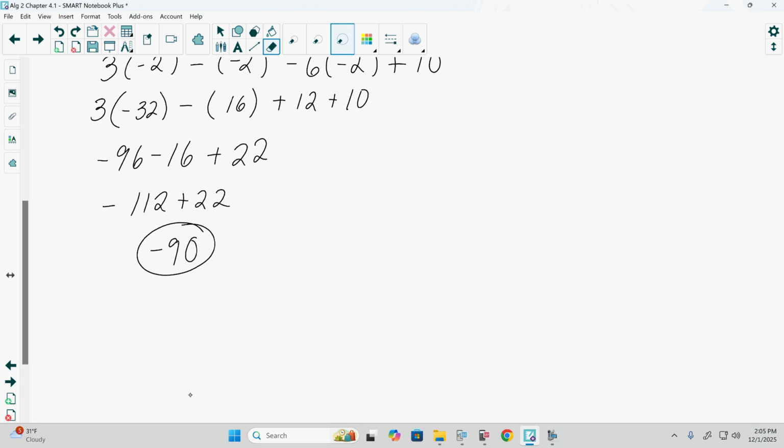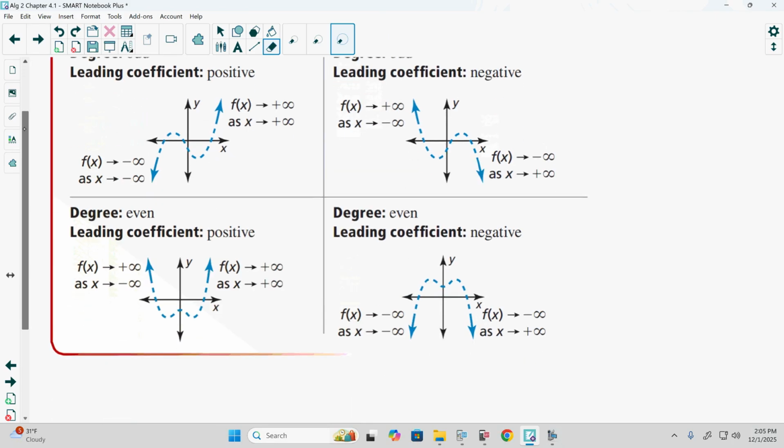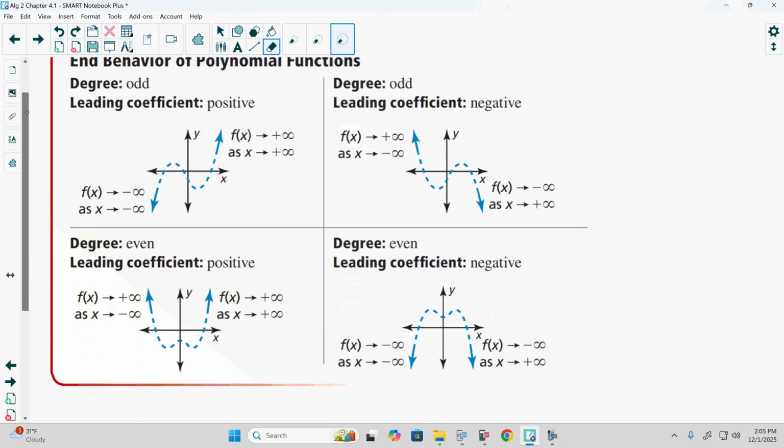Questions on evaluating? Okay. Now the last thing we're looking at today is end behavior of a function. End behavior says that as we take a function and we plug in bigger values and smaller values, as we keep going to the left and to the right, how is the function going to behave? How is it going to work?